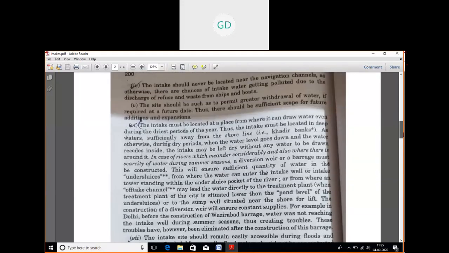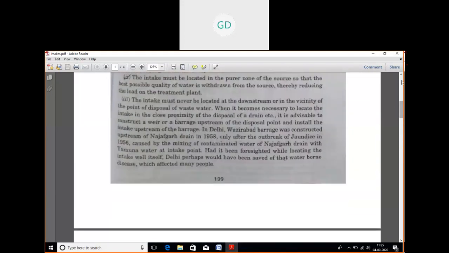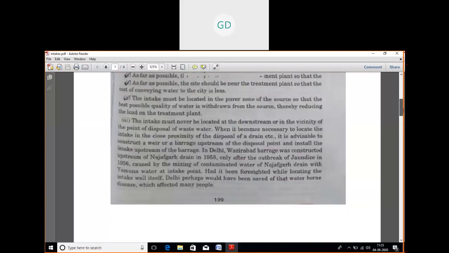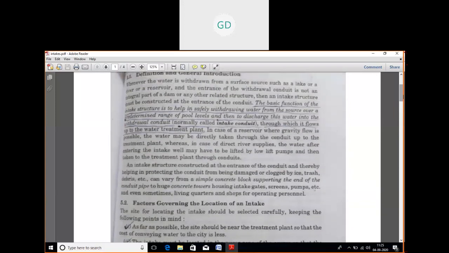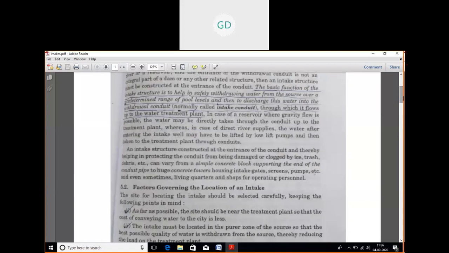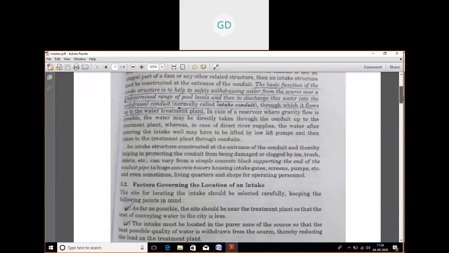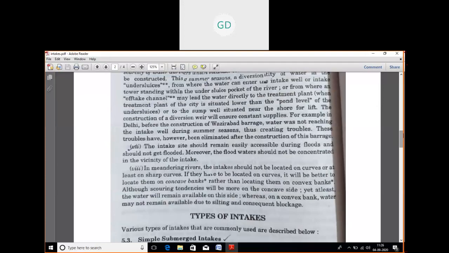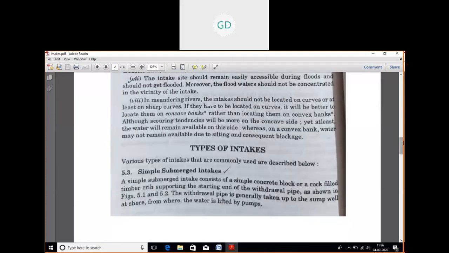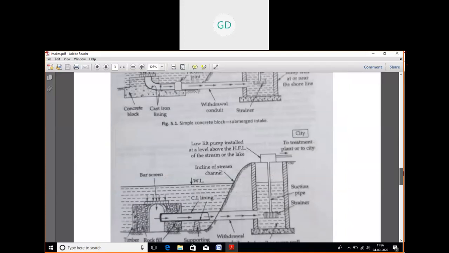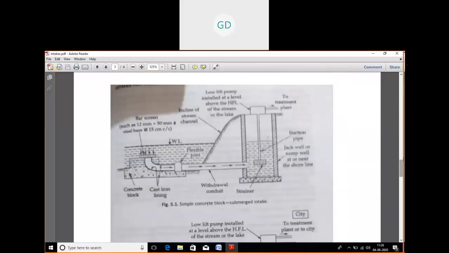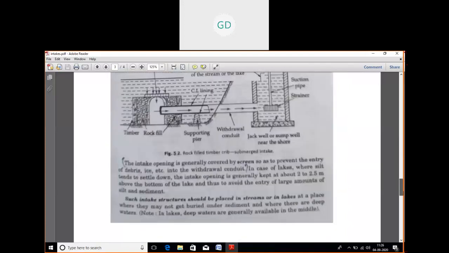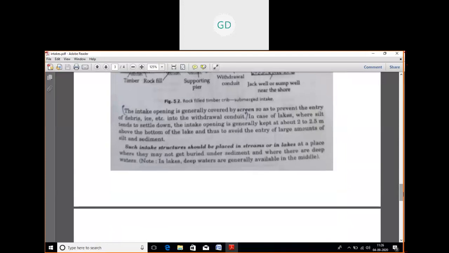So just don't keep it in your mobile like this. Okay, the screenshots, someday it might get deleted also. So better if you write down the daily notes daily in your copy. So today you write all these points and the definition of intake structure in your copy. Okay, and then write about the simple submerged intake. Okay, so you draw this diagram and you write it down briefly, 3 4 lines about the submerged intake.